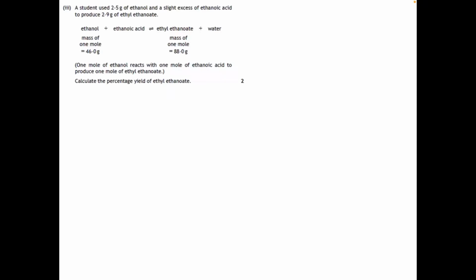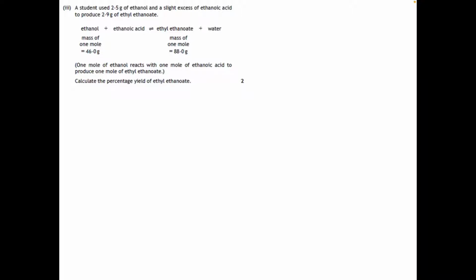Okay, so for this first calculation, we're going to have a wee look at some percentage yield questions. So this is the first one, and it's telling you that a student used 2.5 grams of ethanol and a slight excess of ethanoic acid, and that produced 2.9 grams of ethyl ethanoate.